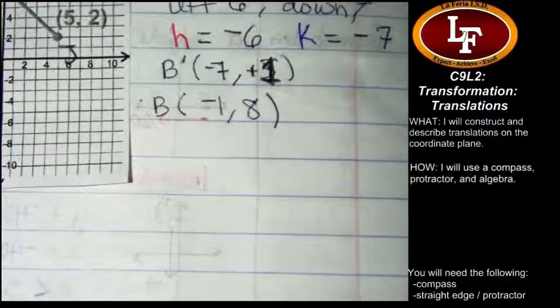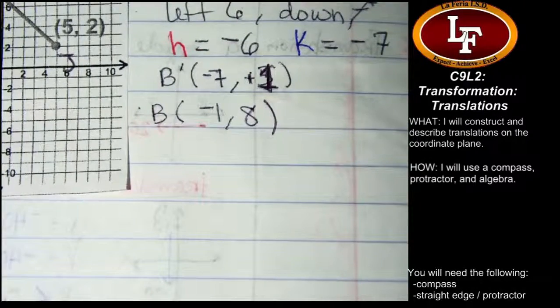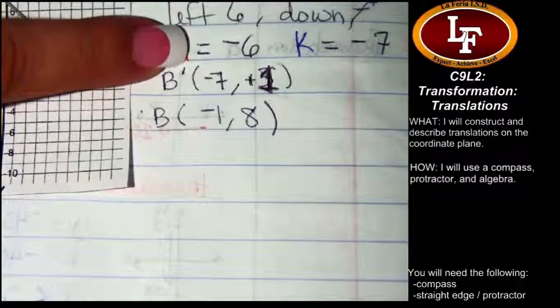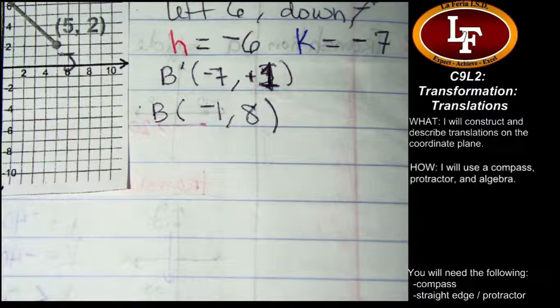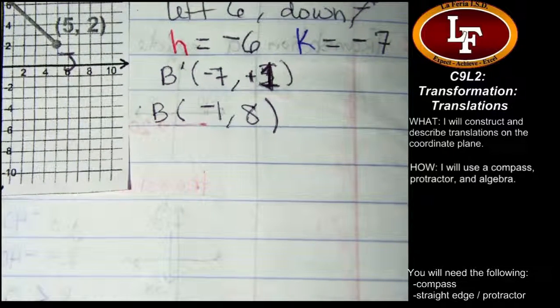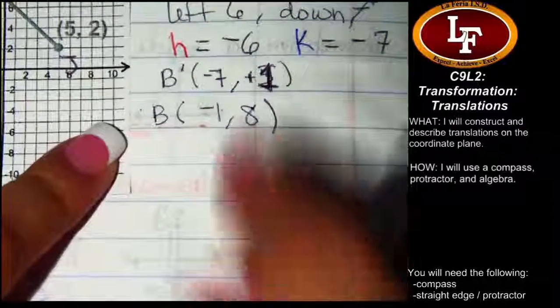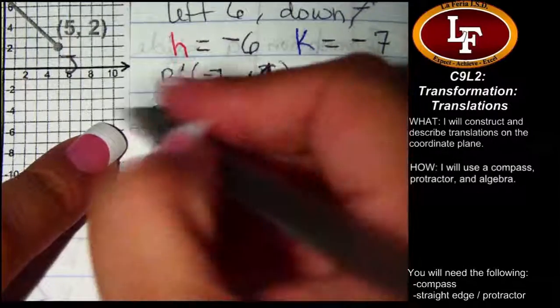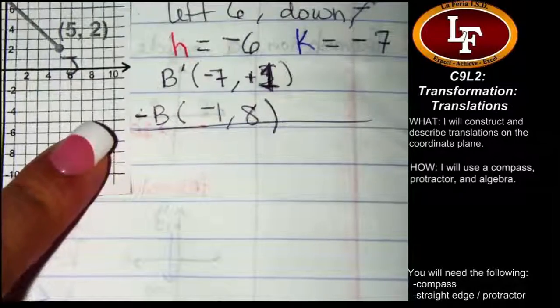-7, 1, and -1, 8. What's the difference between B prime and B? B prime is the translation. The numbers are different. When we're talking word problems, ladies, what does the word difference usually mean to do? Subtraction. So if I ask what's the difference between these two, it's a subtraction. So let's go ahead and subtract them and see what happens.